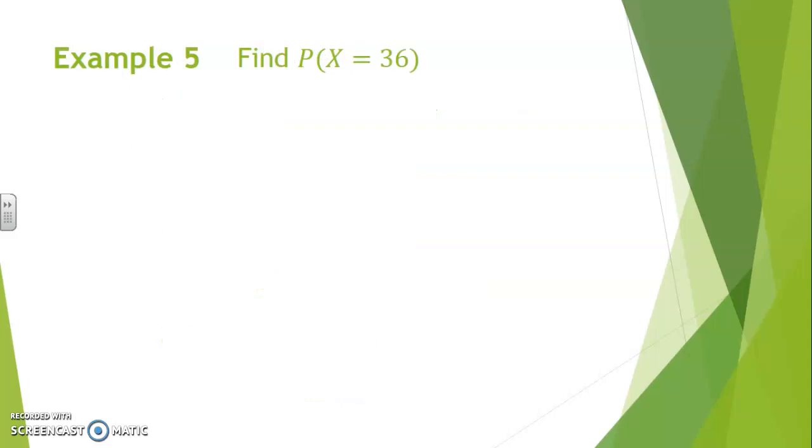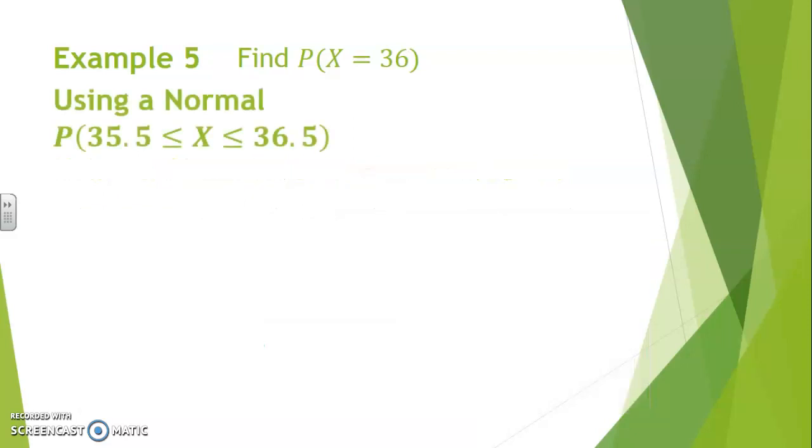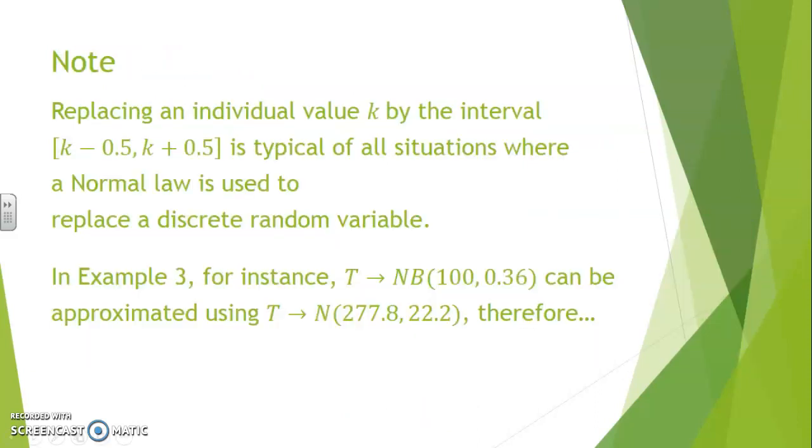To find the probability that 36 hits will be obtained over 100 trials, obviously we could use the exact binomial law and get the right numerical answer, which is 8.3%. However, we could also use the normal law that estimates the binomial as long as we consider 36 successes as being the interval 35.5 to 36.5. And then the normal law's parameters and the use of Excel will give us a numerical answer for this estimation, which happens to be 8.3% as well. So note that replacing an individual value k by a 1-unit interval centered around that number is typical of any situation where a normal law is used to replace a discrete random variable.